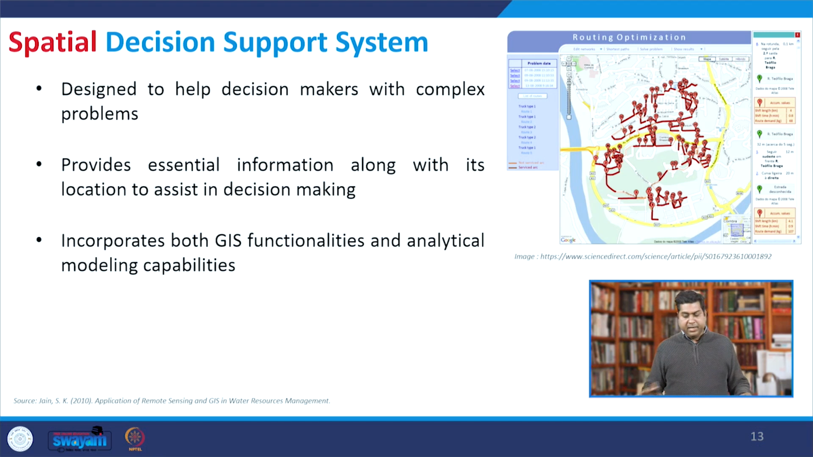Now, coming towards the end of this discussion, nowadays you must have heard about the spatial decision support system. In this case, once we have geolocated information, and it is fed with real time information, some of the decisions can be made very well. So I give you one example, say a transport network.